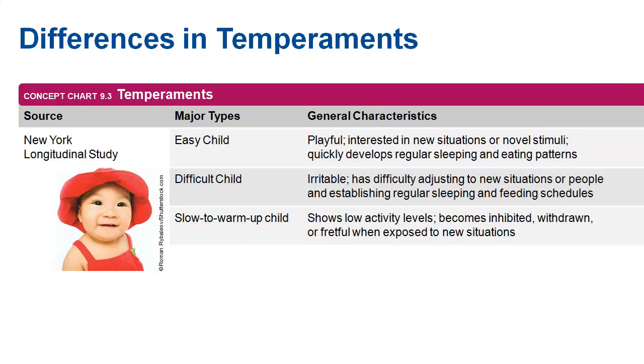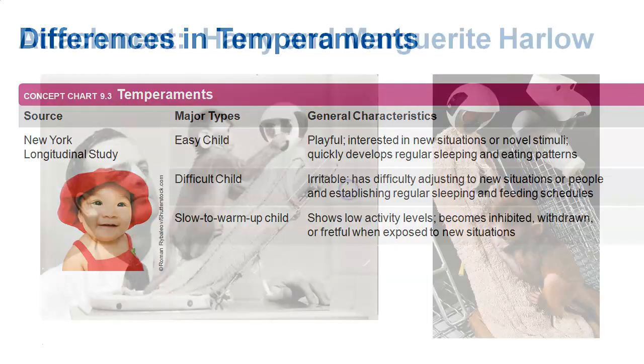The next thing is knowing the different temperaments that a child could possess, specifically a difficult child. And when we talk about a difficult child's temperament, what we mean is, for the most part, that they are irritable. So when you see that a child is a difficult child, as far as temperament is concerned, it means that they're just generally irritable. They get irritated very easily.